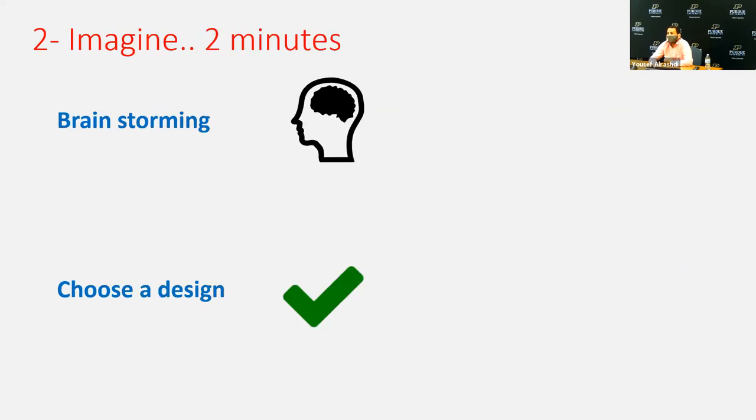Okay, now we will imagine for 2 minutes. We will do brainstorming. Think about the problem. Think about how to come up with a design. Now, how can I design the plastic wrap? For example, I want to square, or I want to cut it this way. I want this to be how long and this how long, so I can wrap it without touching it. And choose a design. I will give you 2 minutes or so. If you finish brainstorming and thinking, please let me know.